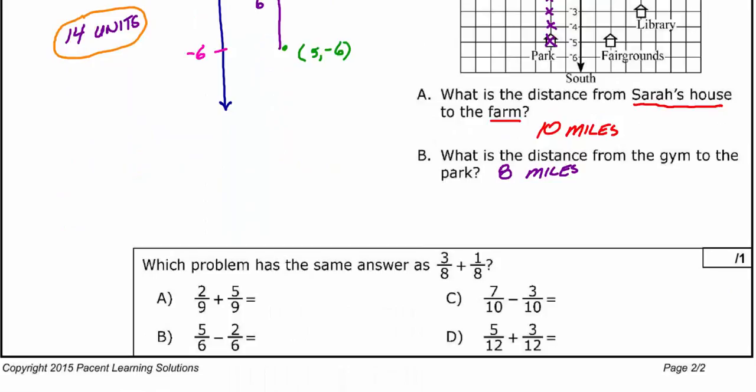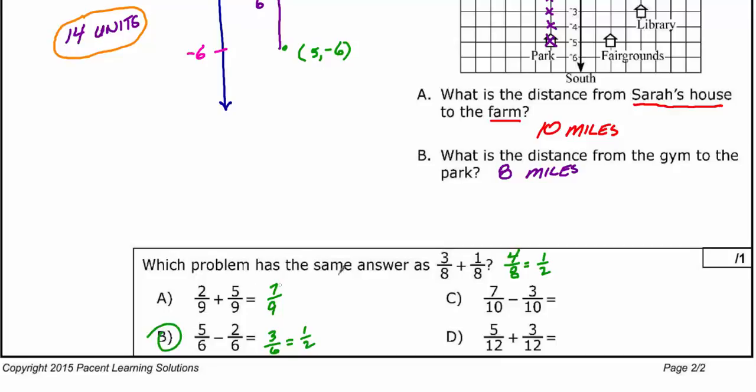Which one of these has the same answer? Well, 3/8 plus 1/8 is 4/8, which is the same as 1/2. Which of these are a half? Well, not this one. That's 7/9. How about this one? 3/6. Yep, simplifies to a half.